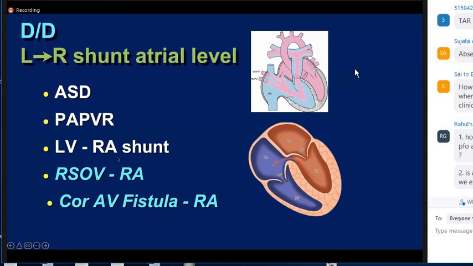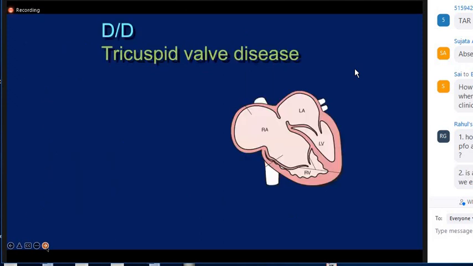But based on their murmur and their presentation, you classify them and put a differential diagnosis at various levels. Like LV to RA shunt, you put in the differential diagnosis of ventricular septal defect, even though hemodynamically it behaves that way. Whereas coronary AV fistula, you consider under the continuous murmur, and RSOV to RA, again with acute presentation, they will have heart failure, and again you can consider them at various levels. So I will answer your chat box. Let me go a little bit forward.